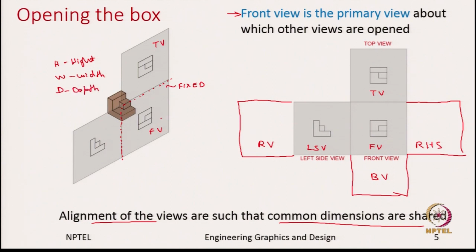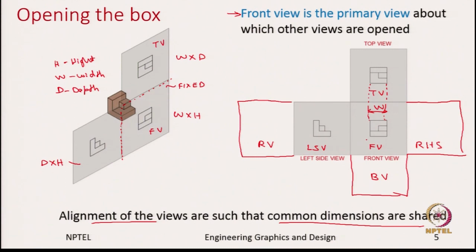So, the front view, what will it capture? It will capture the width and height, and similarly the top view will capture width and depth, and the side view will capture the depth and height. Now let us focus on the front and the top view. What is common between them? Both of them capture the width, and you look at the placement of the front view and the top view. For example, if I extend these lines, they are all aligned.